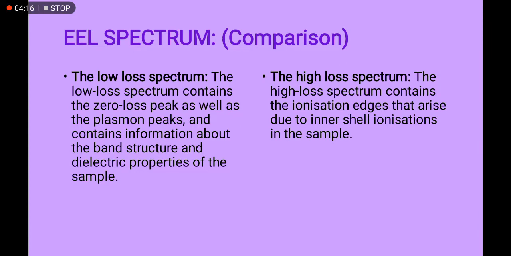Now we'll talk about the comparison in the EELS spectrum. The low loss spectrum contains a zero loss peak as well as the plasmon peaks, and contains information about the band structure and dielectric properties of the sample. The high loss spectrum contains the ionization edges, which arise due to inner shell ionization in the sample.